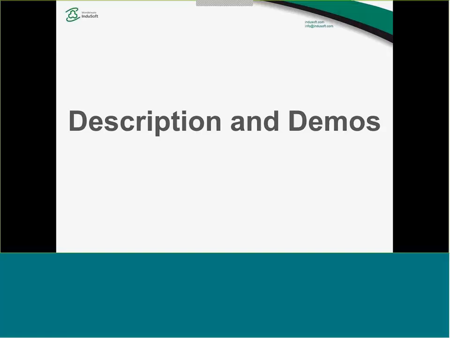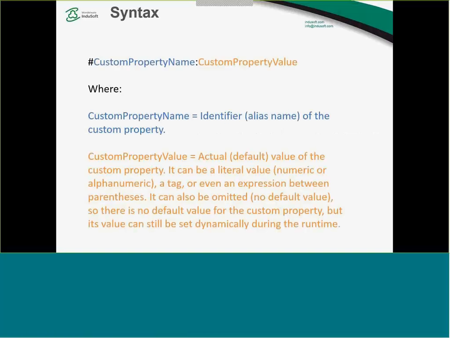So diving into the technical details, custom properties follow a simple syntax which is described here. It starts with the pound signs. Then you define the custom property name, which could be any name. It's just a placeholder, just an alias to identify each unique custom property. And then you have colon, and optionally a default value for the custom property when you are configuring them.